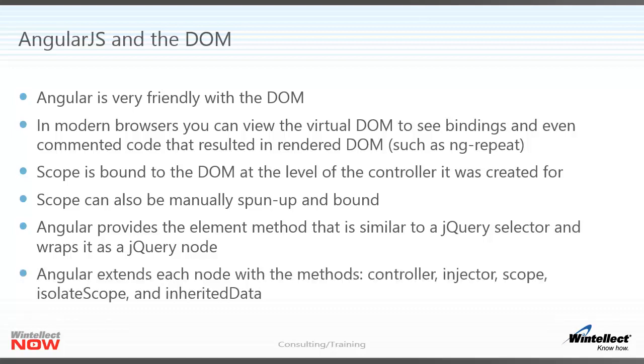And Angular, in fact, extends those nodes with methods for controller, injector, scope, isolateScope, and inheritedData. So respectively, you can see the controller that's acting on an element. You can get the injector that is scoped to that element. You can get its actual scope, and you can see data, which instead of the data that's simply attached to the element, you can see data that may have been inherited from parent areas.